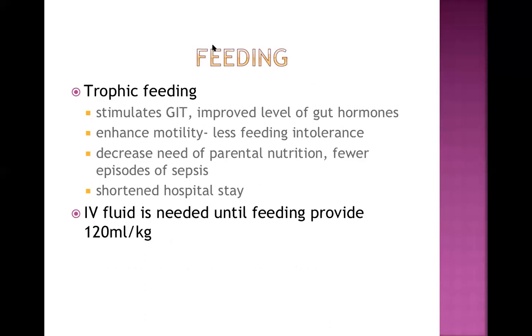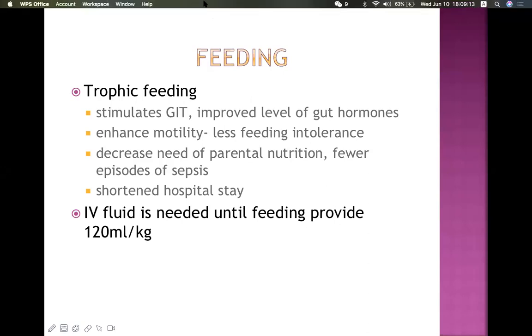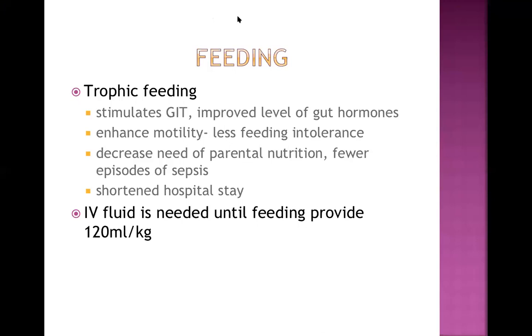Now, what is the meaning of trophic feeding? Trophic means we stimulate the GI tract by giving a very small volume of feed. This is stimulatory feed for the GI tract. So probably it is given in a volume of 2 to 4 ml per time, and that time is every 2 hours.